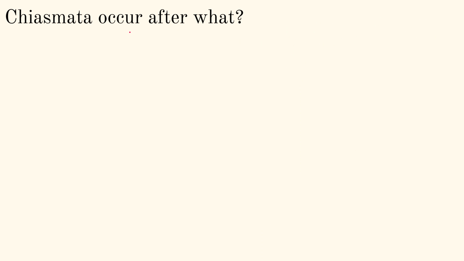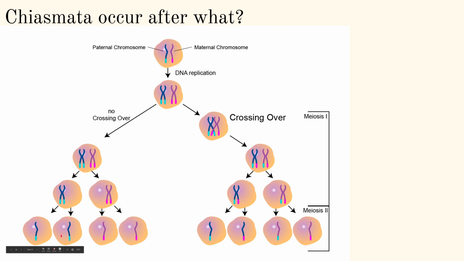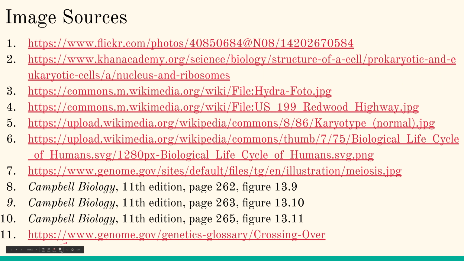Chiasmata, they occur after what? I'll give a little bit of time, and if you need more time, please pause. Last chance. Here is the answer. There's a paternal chromosome, the DNA replicates. Here's no crossing over. Here's crossing over. Sometimes it doesn't occur.